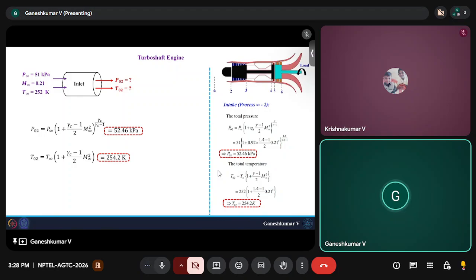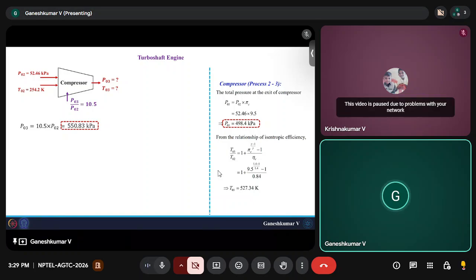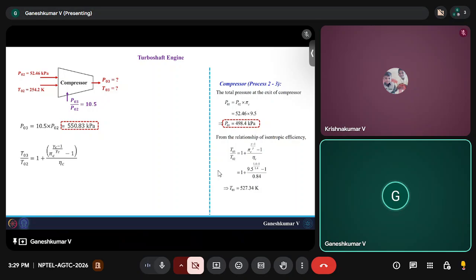The next is going to be the compressor. This is where changes are going to happen. Across the compressor, your pressure ratio is 10.5, so the pressure is going to be higher than what we got in the lecture. So here the P03 is 550.83 kilopascal. For the people who are going to watch this on YouTube, you can stop the video and solve it with me. Anyway, the pressure at the exit of the compressor is 550.83 kilopascal, and from the isentropic efficiency definition, you can find the temperature at the exit of the compressor.